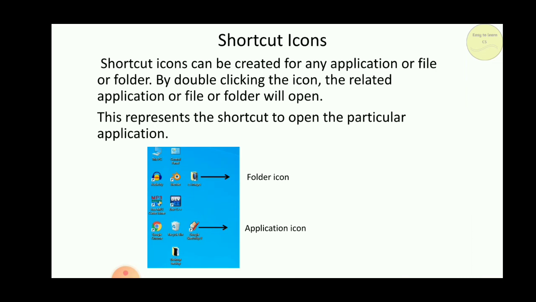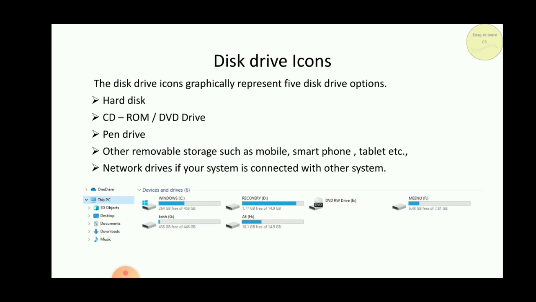And the next one is shortcut icons. These icons are created by us, that is, created for any application or file or folder. Why is it created? Because when you double click the particular icon, the particular application, file or folder will open automatically. So the users can create shortcut icons on the desktop screen. So this represents the shortcut icons to open the particular application. So this is the folder icon and this is the application icon.